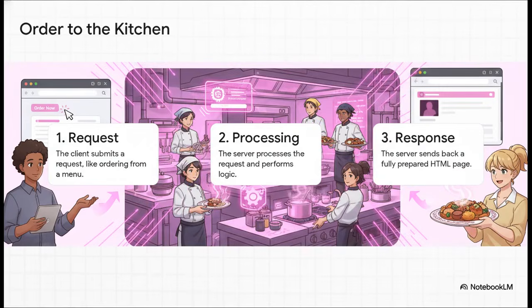So every time you click a link or fill out a form, you're kicking off this simple three-step cycle. First, your browser sends a request to the server. That's you ordering from the menu. Second, the server processes that request. The kitchen gets the ticket, checks the ingredients, and cooks the meal. And finally, the server sends a response back to your browser, which is the finished meal delivered right to your table.